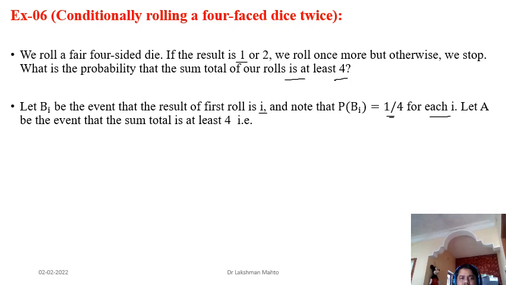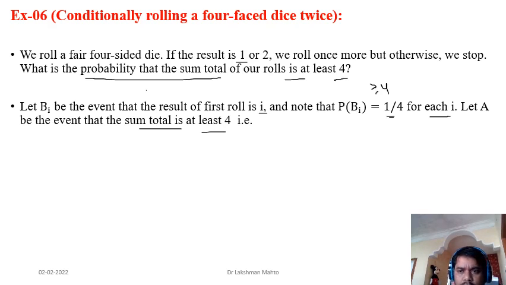We are considering this the event for which we need to calculate probability. That event we call A. Let A be the event that the sum total is at least 4. That means, sorry, at least 4 means greater than or equal to 4. The sum of the outcomes is greater than or equal to 4, when you roll once or twice. If you roll once, there is a possibility of getting 4; when you get 4 in the first roll, then you have to stop. That is the criteria.